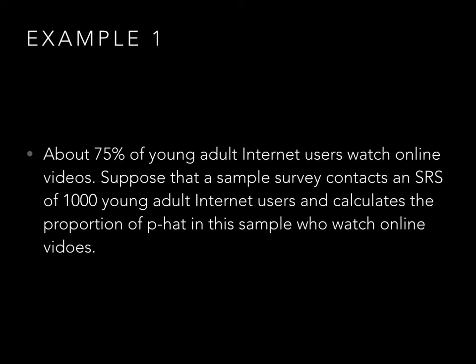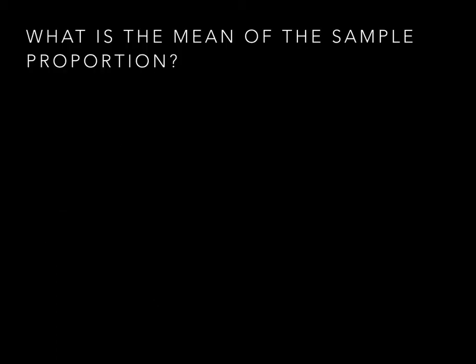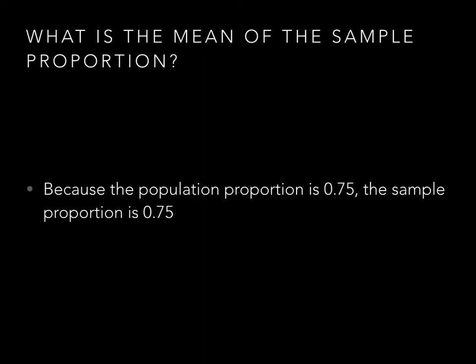So, about 75% of young adult internet users watch online videos. Suppose that a sample survey contacts a simple random sample, or an SRS, of 1,000 young adult internet users and calculates a proportion, p hat, in this sample who watch online videos. What is the mean of the sample proportion? Well, because the population proportion is 0.75, the sample proportion is also going to be 0.75. How easy is that?